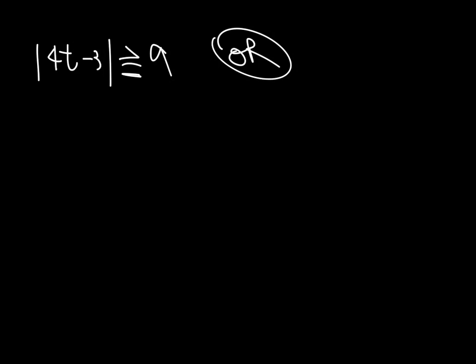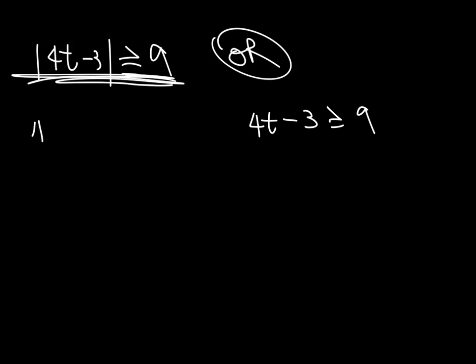Now, if you remember right, I said the first way to write this equation is to write it exactly as is. The second way of writing this is to write the 4t minus 3, whatever is in the absolute value sign, make the sign the other way, and make the 9 opposite. Now we have two equations that we're going to solve for t.